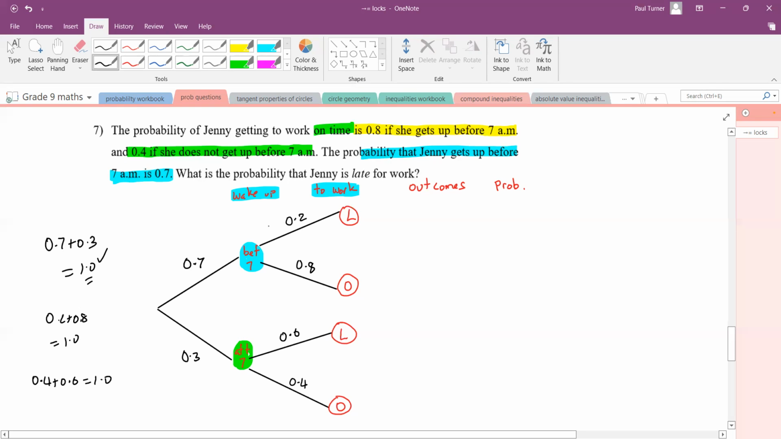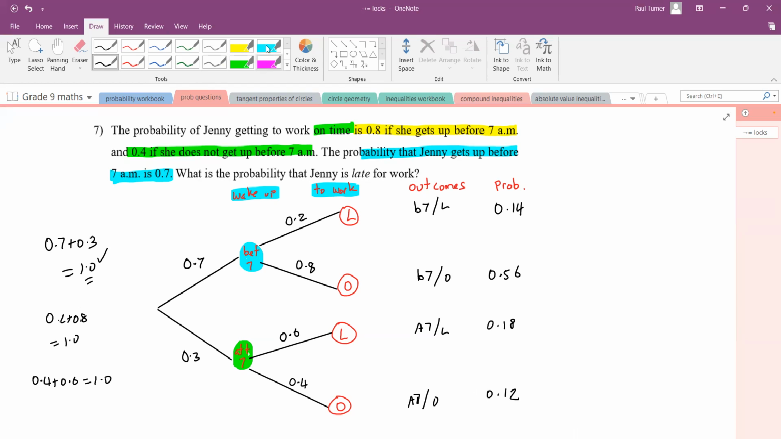So now we can put our outcomes on, because now we have our numbers. So our outcome would be before 7 and late. We could be before 7 and on time. We could be after 7 and late, and after 7 and on time. So let's work out our probability. So 0.2 times 0.7, that's 0.14. 0.8 by 0.7, 7 times 8 is 56, so that's 0.56. 0.6 times 0.3, 0.18. 0.3 times 0.4, 0.12.